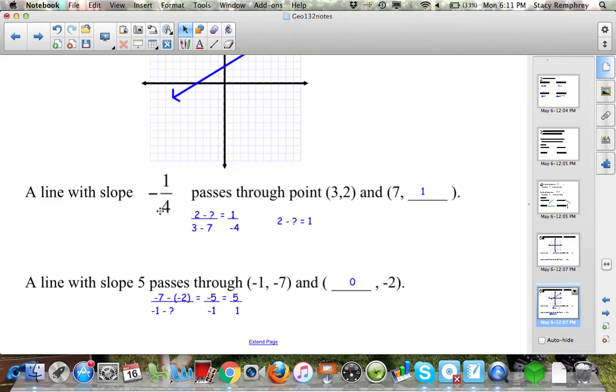Okay. With the slope of -1/4, I did the change in y, 2 minus, I didn't know what at that point, 3 minus 7. When I did 3 minus 7, that gave me the negative. I need to get a positive 1 on top. So I said 2 minus what is 1, and the answer there is 1. And again, if you use the new points that I changed them to, the next one works in a very similar way, and so the answer here is 0.